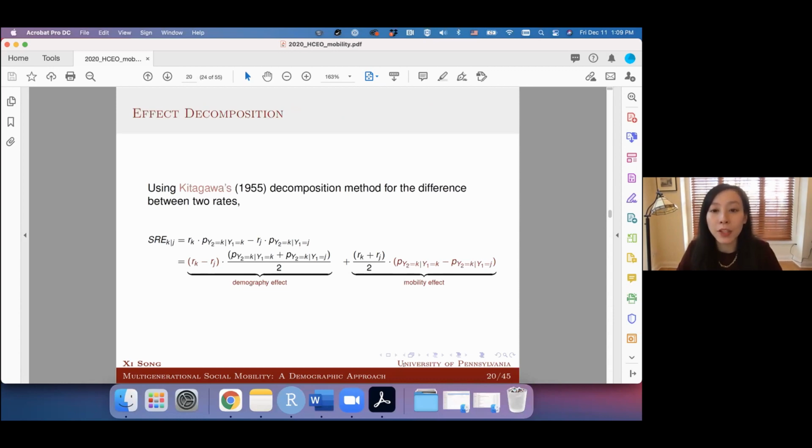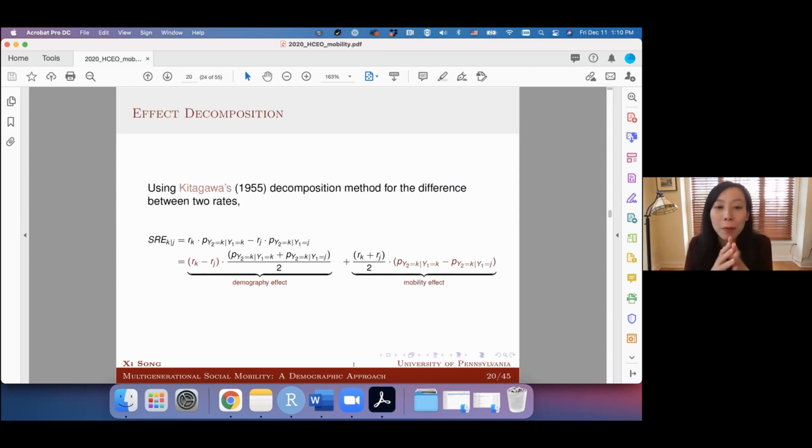And then we can decompose the social reproduction effects into the demography and the mobility effects. Here I use the Kitagawa decomposition method. She was actually a sociologist at the University of Chicago, and many people thought that she was a minority woman, but no, she was a white woman. And she used to be chair of the sociology department. So her picture is still in the sociology main office.